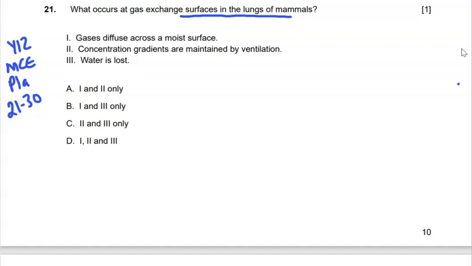Let's just look at those. Gas diffuses across moist surfaces. That certainly does. Concentration gradients are maintained by ventilation. Certainly are. Water is lost. This is the case. When we breathe out, air that contains variable but significant amounts of water vapor, so that's true as well. So I want 1, 2 and 3, which is option D. 21D is my answer.